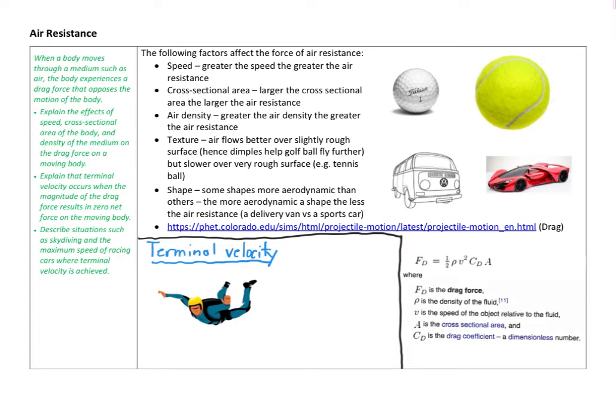The next thing is texture. Air flows better over a slightly rough surface, hence dimples on a golf ball help the ball go further, but slower over a very rough surface, like a tennis ball. So if you had something that was the same shape and size as a golf ball with no dimples, it wouldn't actually fly as far. The dimples help the air go more smoothly over that ball and it will fly further.